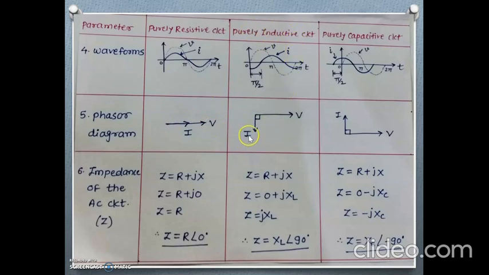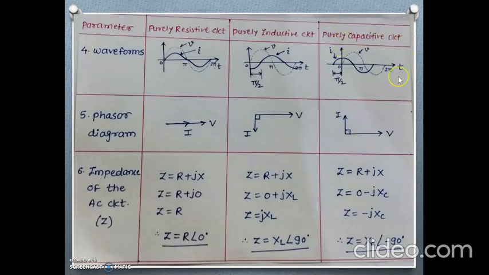In a purely inductive circuit, current is lagging by 90 degrees, as the phasors rotate in the anticlockwise direction. So when the voltage phasor rotates anticlockwise, the current phasor also rotates anticlockwise, and current always lags behind voltage by 90 degrees. That means current follows voltage with a phase difference of 90 degrees. So it should be drawn vertically downward. This is the 90 degree phase difference, and current is following the voltage in the anticlockwise direction.